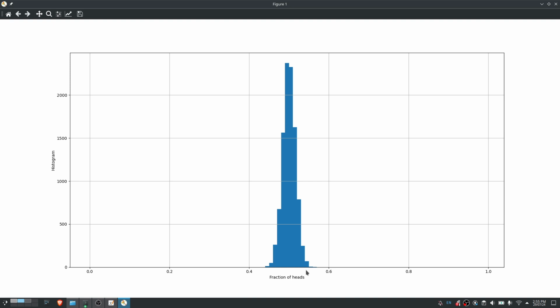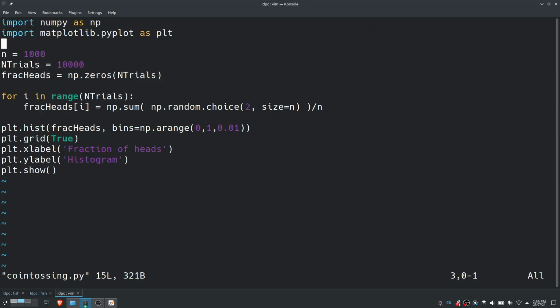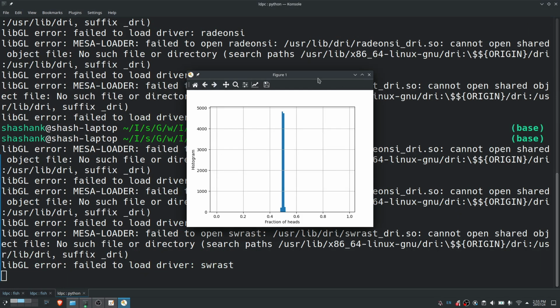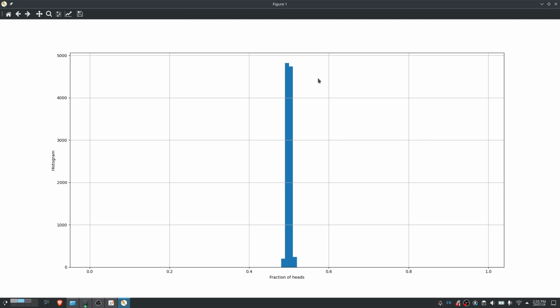When I repeated this experiment a number of times, I almost never see fraction of heads being less than 0.4 or greater than 0.6. And if I increase n, this phenomenon is going to get even more extreme. It becomes more peaked. So this is something that you would kind of expect, right?